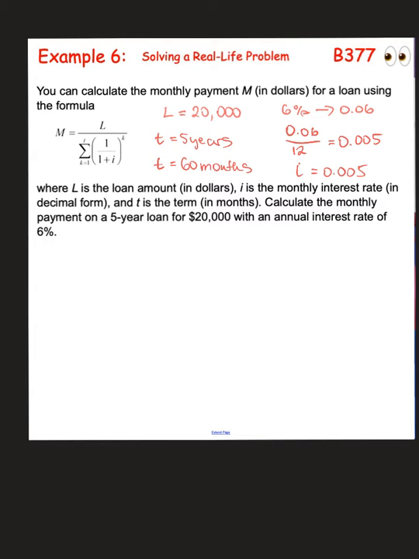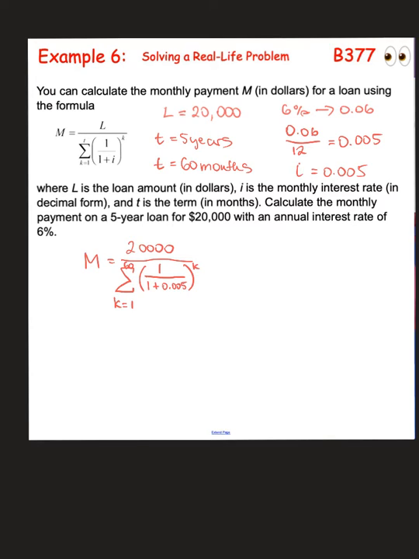So let's substitute these values into the formula. The monthly payment is going to be $20,000 divided by the sum of k equals 1 to 60, 1 divided by 1 plus 0.005 to the k exponent.